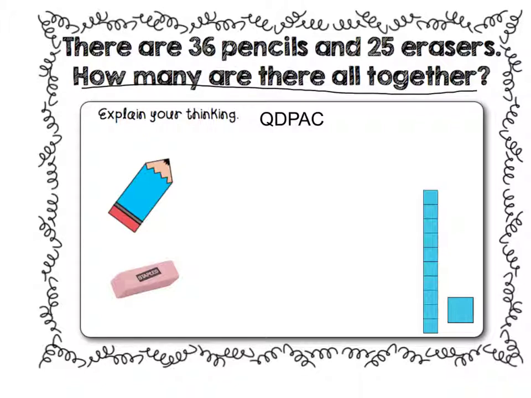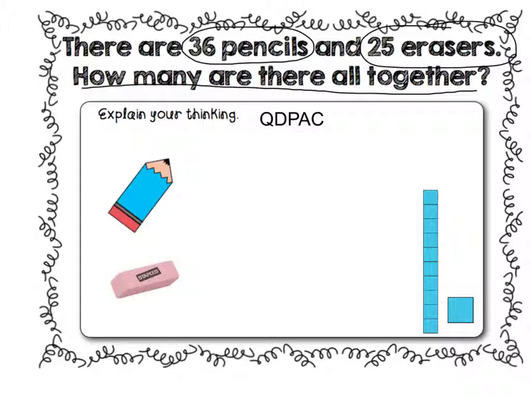The next part of my problem is I need to look for the data. What is the data that's going to help me solve this problem? In this particular word problem, 36 pencils and 25 erasers are the data that I need to help me. Now I need to plan out my problem.